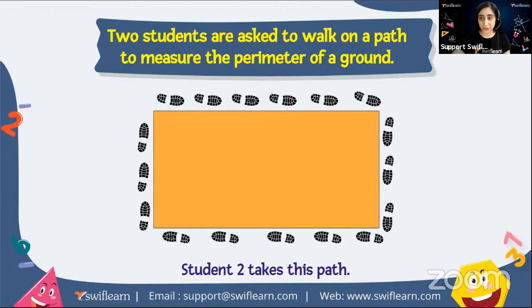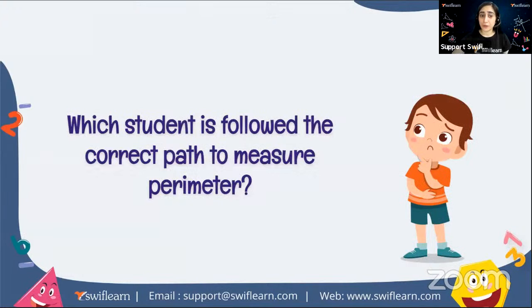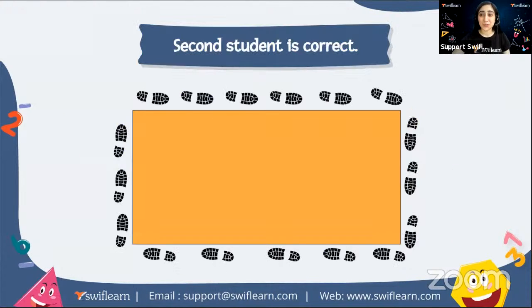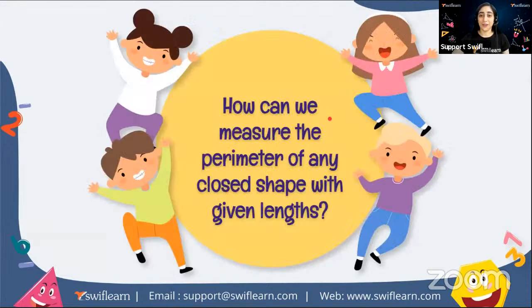The second student, right? So which student followed the correct path to measure the perimeter? The second student was correct because we want to know the boundaries. We cannot take a shortcut. We cannot cut inside. We cannot go inside the field. We have to just move around on the corners. Clear?